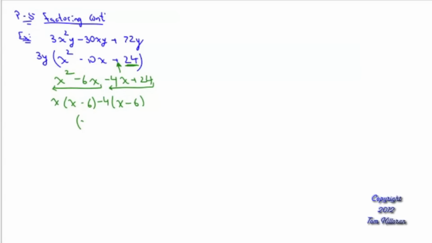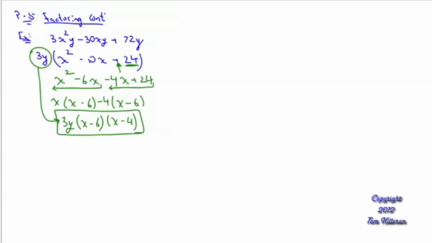And then I can kick out x minus 6 because it's a common factor now. It's in both terms. What's left behind after I divide it out? This x and this minus 4. The only thing you have to remember now is that 3y is sitting out front. You've got to bring him back into play. So your final answer is 3y times x minus 6 times x minus 4. Woohoo! Isn't that easy? It's so long.